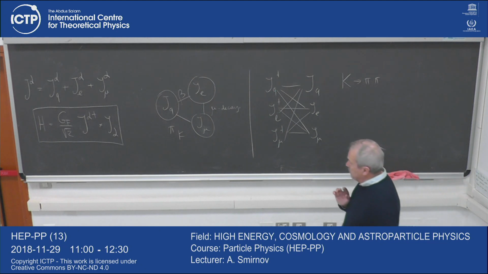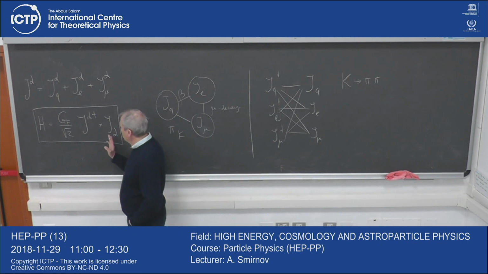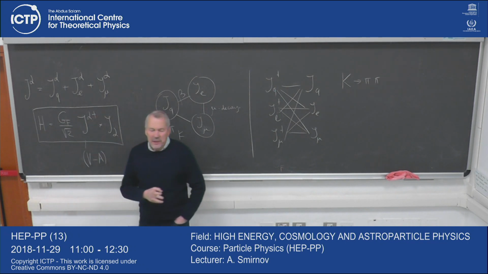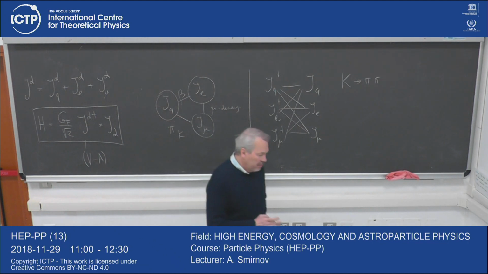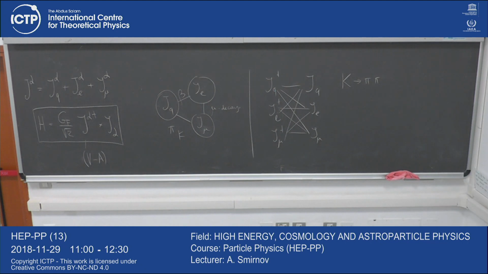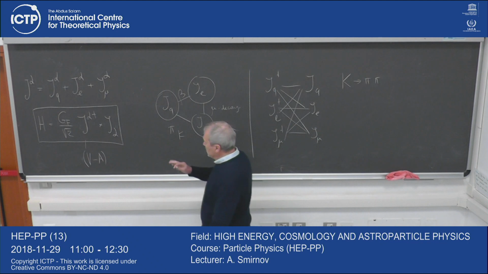Actually, one still needs to check that everything matches in this simple scheme, and the currents have this V minus A structure. Actually, it took more than 10 years, and people made different checks of this universal theory. What you can actually imagine is that the interaction can be organized in a different way.